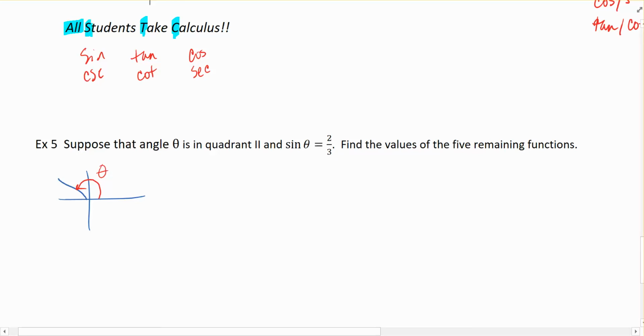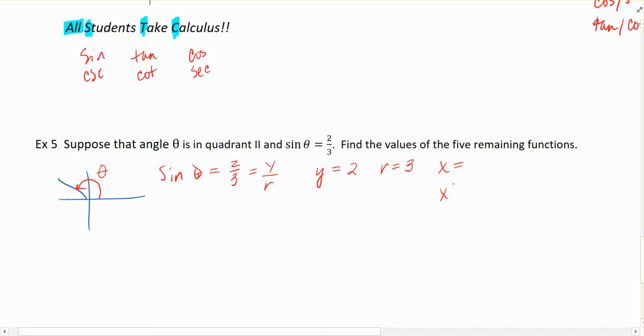And we know the sine of that angle is equal to 2/3. So if I know that the sine of theta is 2/3, let's use the definition of sine to break this apart into its x, y, and r components. Sine was defined as y over r. So this tells me that y has to be 2, r is 3, and I'm missing x. So I can solve the Pythagorean theorem for the missing value of x.